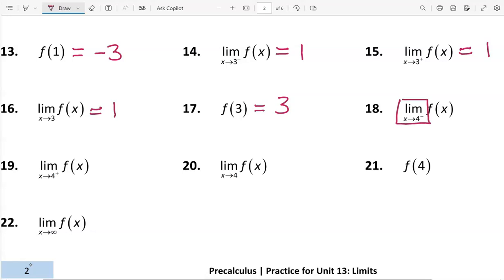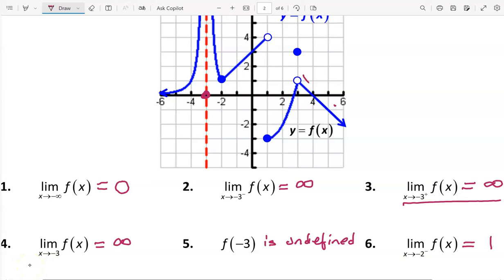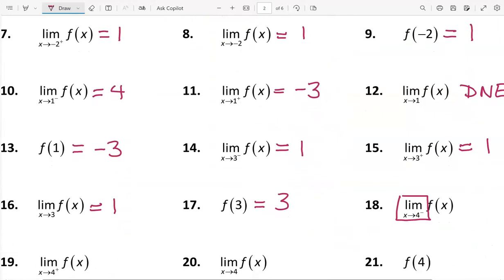In number 18, we are looking for the limit of f of x as x approaches 4, but from the left. So I'm going to get on the graph from the left side of x equals 4, and note that the y values are approaching 0. So the limit as x approaches 4 from the left of f of x is equal to 0.